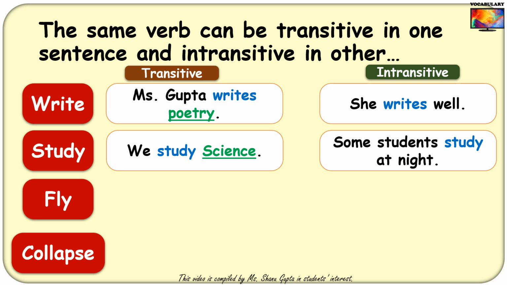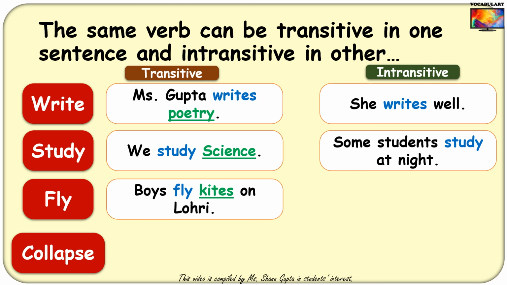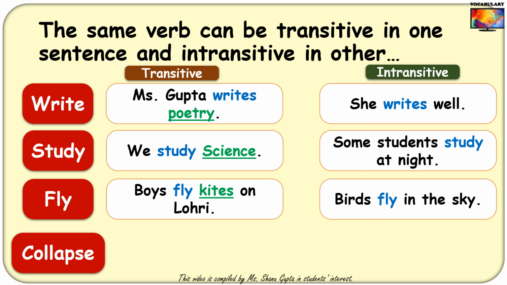The verb fly. Boys fly kites on Lodi. Transitive. Boys fly what? The answer is the object kites. Birds fly in the sky. Intransitive. Birds fly is a complete sentence on its own. Fly here doesn't need and doesn't take an object after it. The phrase in the sky is not an object. It functions as an adverb.